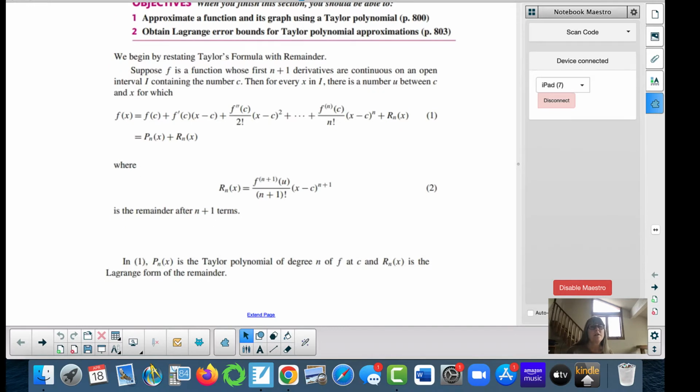So first, remember Taylor's formula was that you could write the function as f of c plus f prime of c times x minus c plus the second derivative evaluated at c over 2 factorial times x minus c squared, and so on, plus some remainder. So the idea behind the Taylor polynomials is that we'll use all of that except that remainder part, and then the remainder will help us to determine what the error is, what the upper bound of the error would be.